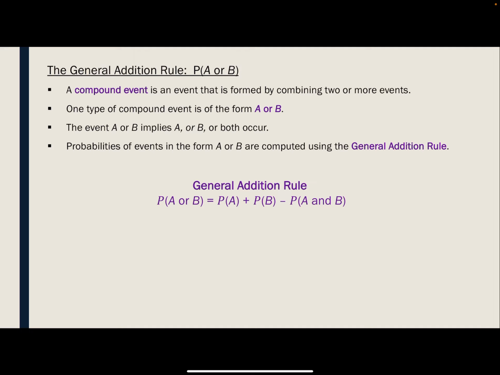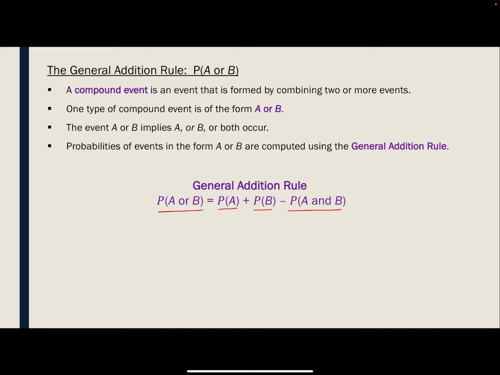The general addition rule will apply when you are looking for the probability of event A or event B. In mathematics, it's important to know that by definition, or means one or the other or both. When we use the general addition rule to find the probability of A or B, we take the probability of A, add it to the probability of B, and then subtract the probability of A and B.